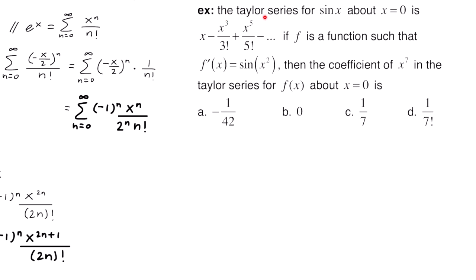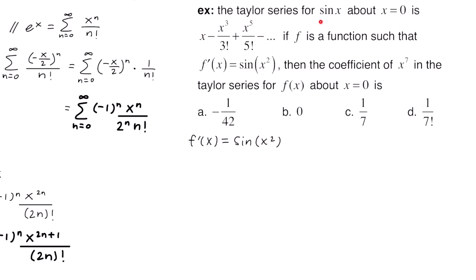This example says the Taylor series for sine of x about x equals 0 is given by x minus x cubed over 3 factorial plus x to the 5th over 5 factorial minus... If f is a function such that f prime of x is equal to sine of x squared, then the coefficient of x to the 7th in the Taylor series for f about x equals 0 is... So we have a lot going on here. First, I just wrote f prime of x equals sine of x squared.